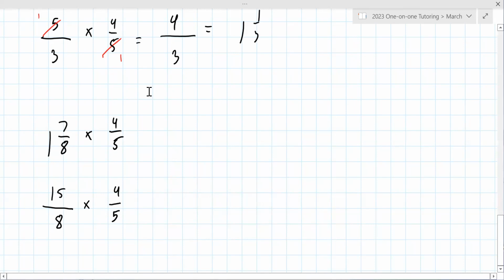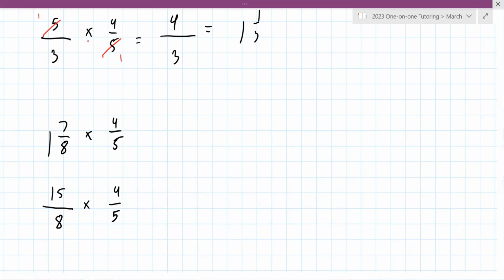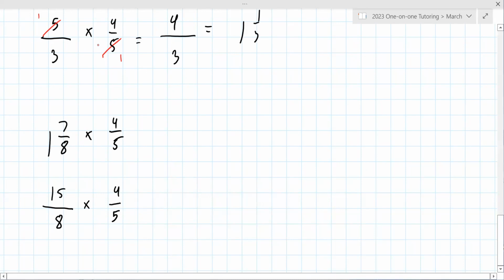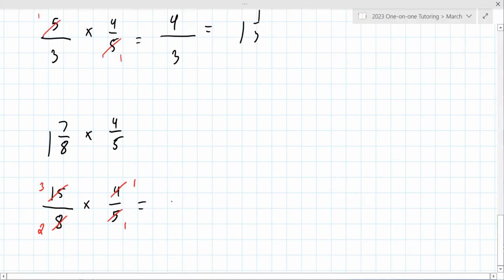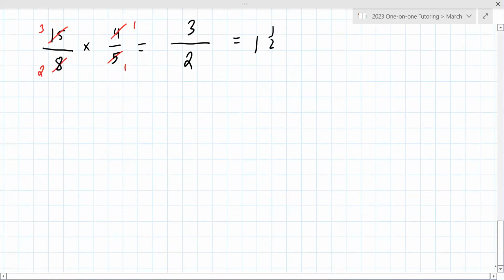Right, so can you pre-reduce here? And you can. There's a bunch of pre-reducing that you can do. So the 15 and the 5, that becomes 3 and 1 because they're both divisible by 5. 4 and 8, both divisible by 4. 1 and 2. So what does the numerator become? So they become 3 over 2, or 1 and 1/2. That's right, 1 and 1/2. Very good.